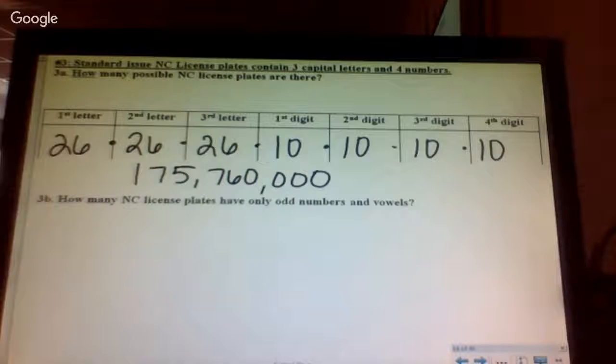175,760,000 different license plates you could have in one state. And think about it. You go to Pennsylvania and it says Pennsylvania, so you can start all over again. I got that many in my backyard, so it don't even matter. Oh yeah? License plates?